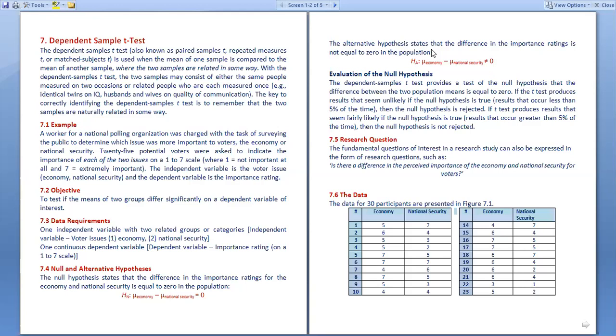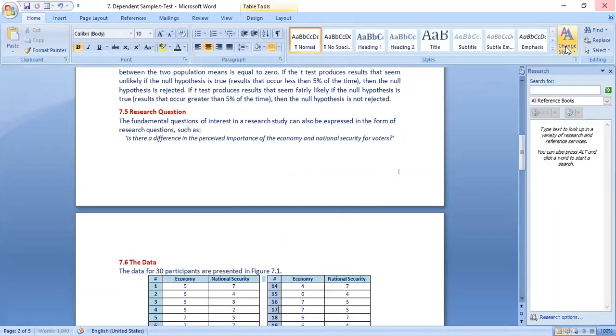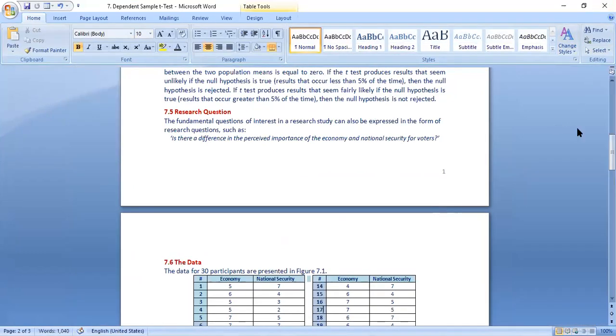So the research question will be: is there a difference in the perceived importance of economy and national security for the voters? So that becomes the research question. Now coming to the data, we'll be moving to the test, and we'll be talking about the analysis to be done.